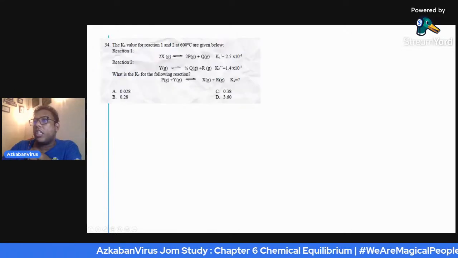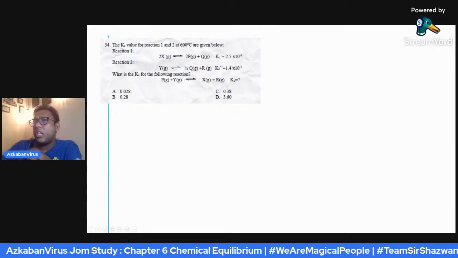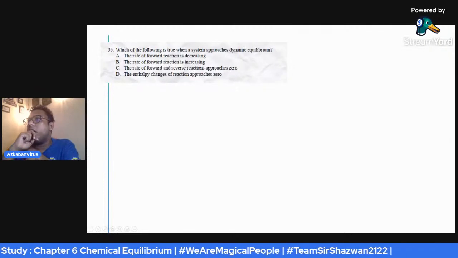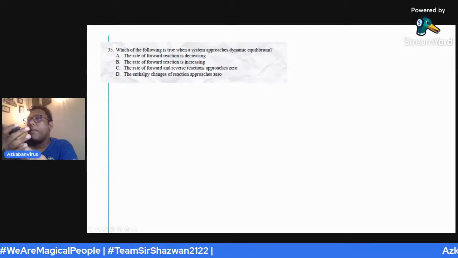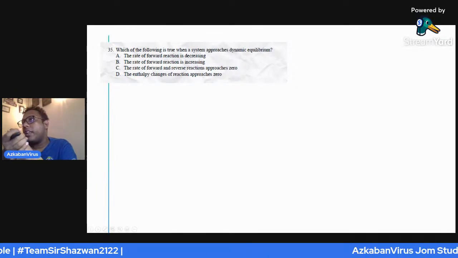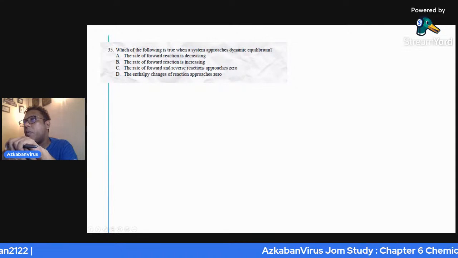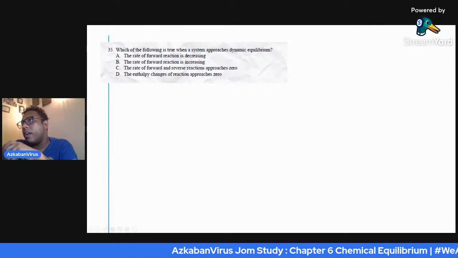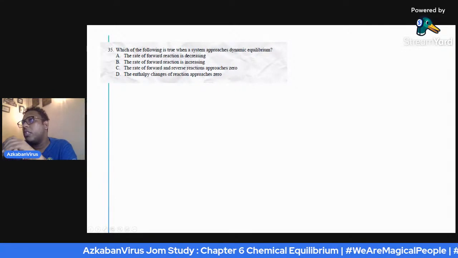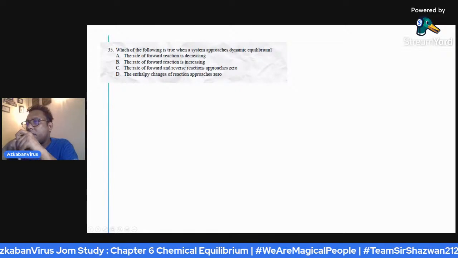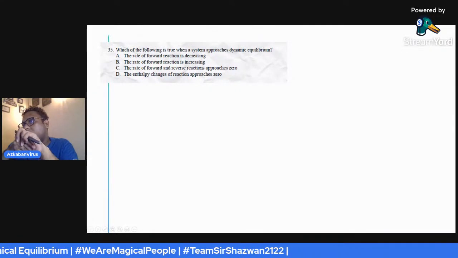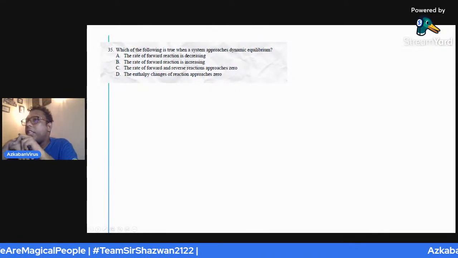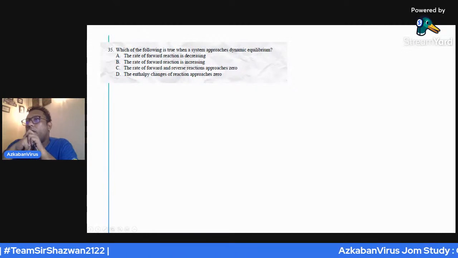Tak nak buat soalan calculation lagi. Nanti kita buat kemudian. Which of the following is true when a system approaches dynamic equilibrium? Okay, the rate of forward decreasing, the rate of reverse forward increasing, the rate of forward and reverse approaches zero, the enthalpy change approaches zero. Enthalpy tidak ada kaitan. Rate of forward and reverse approaches zero.